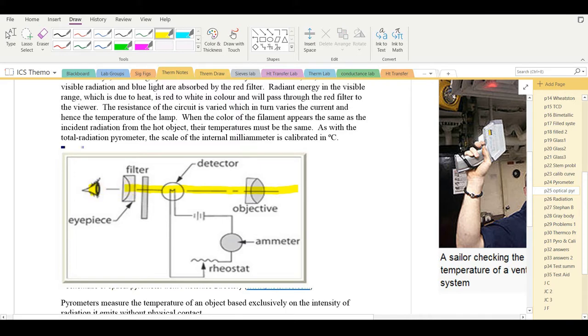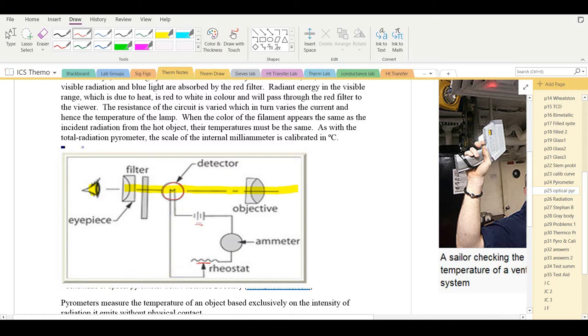At the same time, we have a filament in the light path. That filament is illuminated by directing current through it. So here's a DC power supply and a rheostat. A rheostat is a variable resistor. So the operator on this older style pyrometer would turn the dial, adjusting the resistance, creating more or less current to go through the filament.